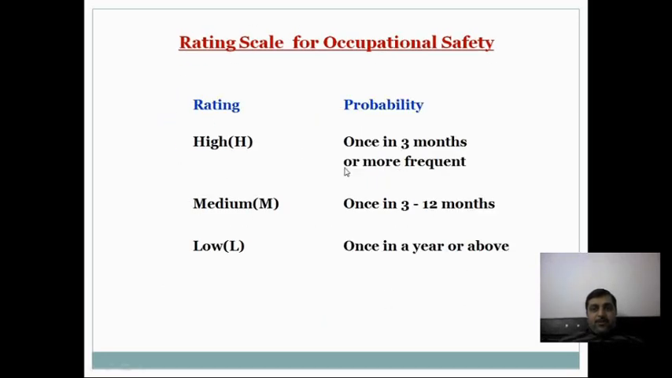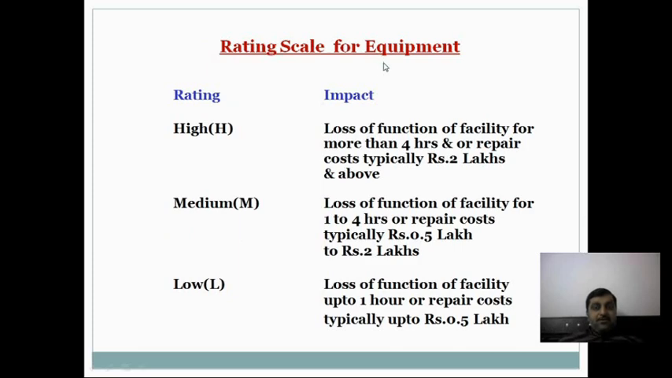We have looked at occupational safety. Now we go for the rating scale of equipment damage. If there is a loss of function of a facility for more than 4 hours, and the repair costs roughly more than 2 lakhs, then we call it a high rating. If it is less than 2 lakhs, roughly 50,000 or so, and it can be repaired quickly within 1 to 4 hours, it's a medium damage. And we call it low rating if the facility is broken up to 1 hour and you can repair it very quickly.